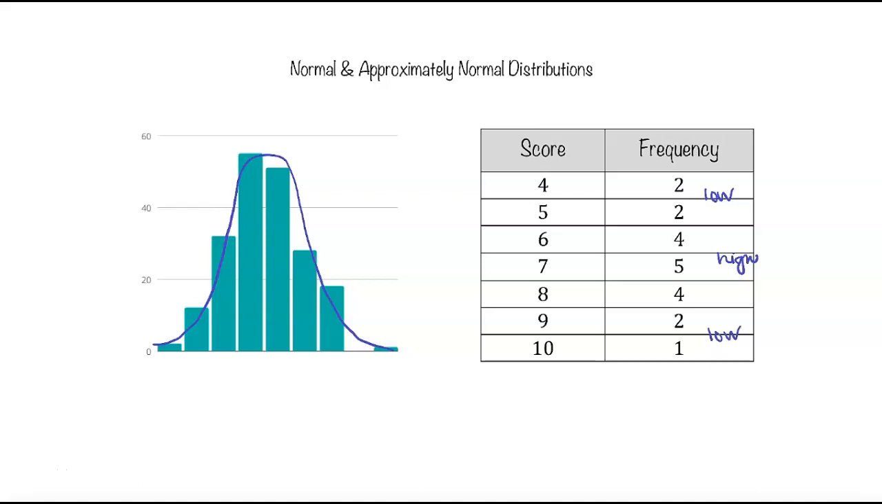If a distribution is exactly normal, that means it's an exact bell curve, and the frequencies exactly mirror one another on either side of the maximum frequency. Notice that if we take this first frequency and change it to 1, now our frequencies exactly mirror one another on either side of the highest frequency, and this would be an exactly normal distribution.